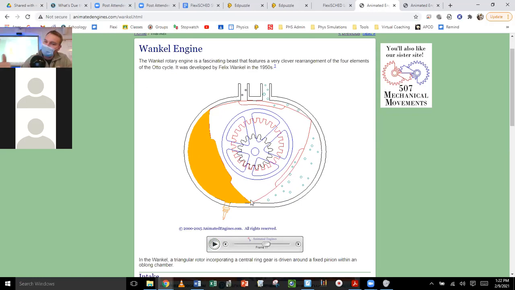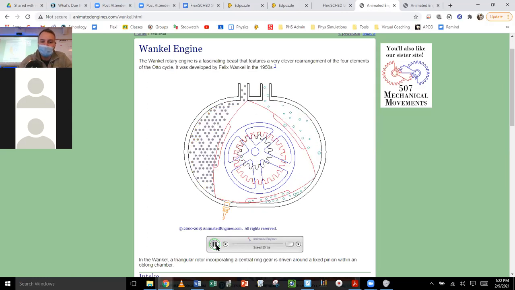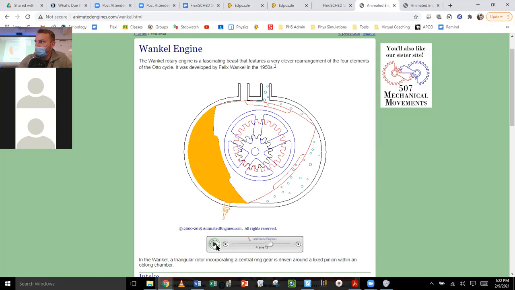By their nature, they're more efficient, but in practicality, because you're only burning something on the left-hand side, it makes them really inefficient. So that's a rotary Wankel engine.